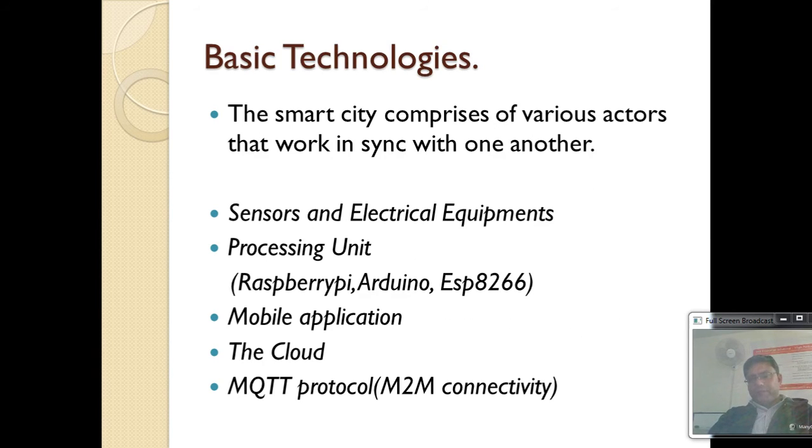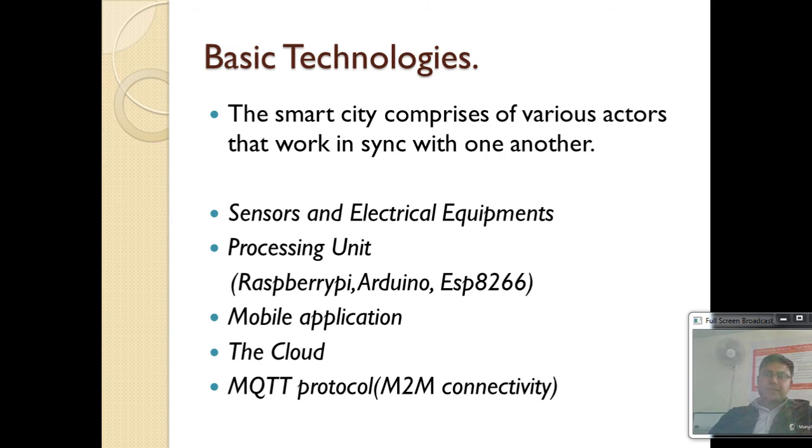We have done an intelligent lighting system in our corridor in one of the blocks of the university. The basic technologies for smart cities would be the sensors and the electrical equipment, and all these technologies work for the IoT. IoT is the backbone, the key for the smart city initiative, for making a city smart.